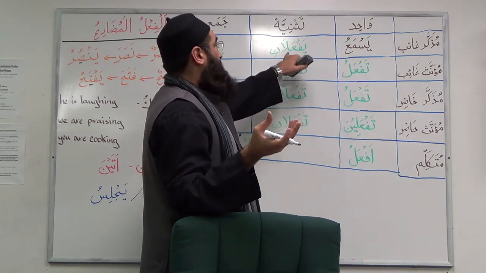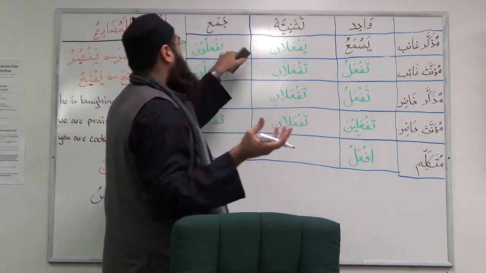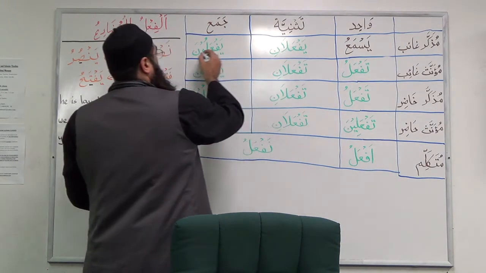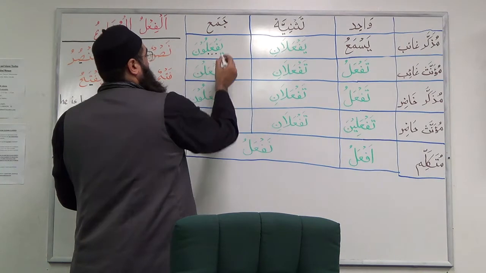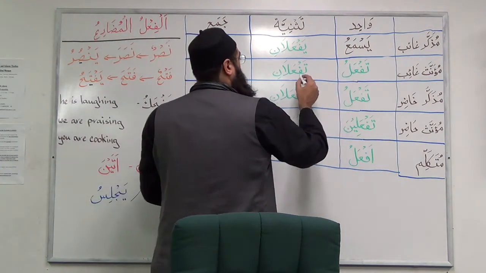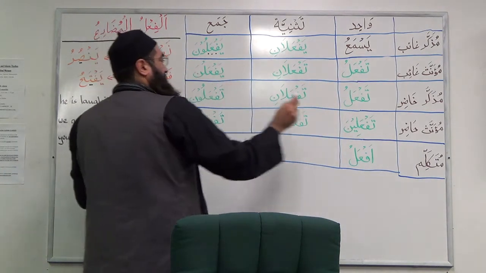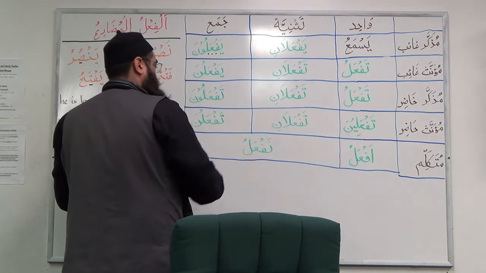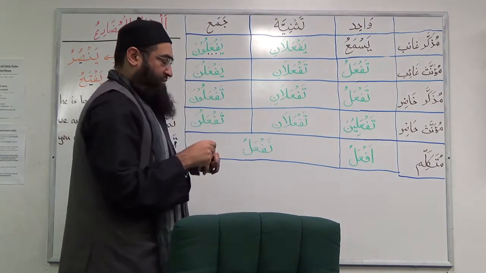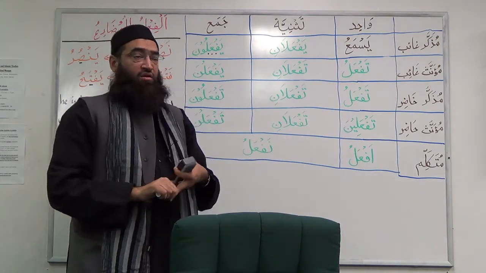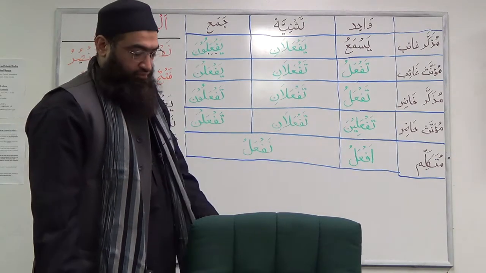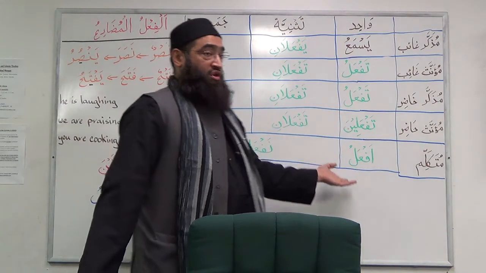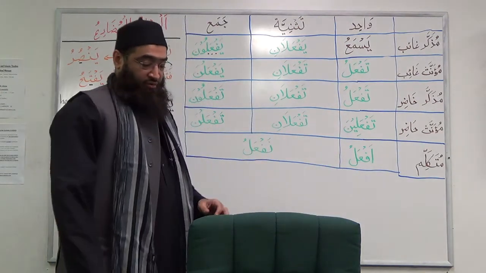Yasma'u. Yasma'ani. Yasma'una. So you see the sin, mim and ayn are going to go in the places where the fa, ayn and lam kalima is. Tasma'u, tasma'ani, yasma'na. Tasma'u, tasma'ani, tasma'una, tasma'ina, tasma'ani, tasma'na, asma'u, nasma'u. I am hearing, and we all are hearing. Now, like I said, it's present and future. So I am going to hear. We're all going to hear.